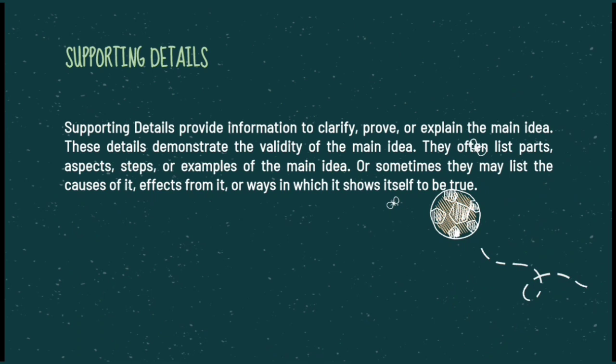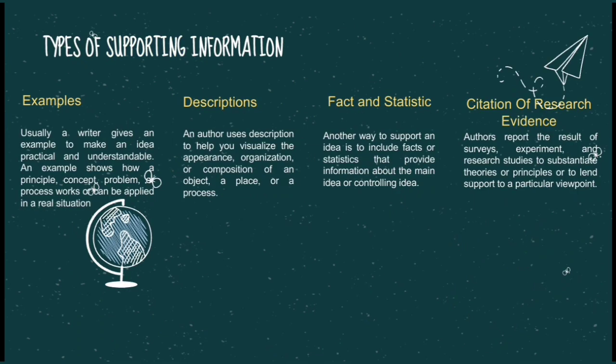Or sometimes they may list the cause of it, the effect from it, or the way in which it shows itself to be true. And next are the types of supporting information. The first is example. Usually, a writer gives an example to make an idea practical and understandable. An example shows how a principle, concept, problem, or process works or can be applied in a real situation.